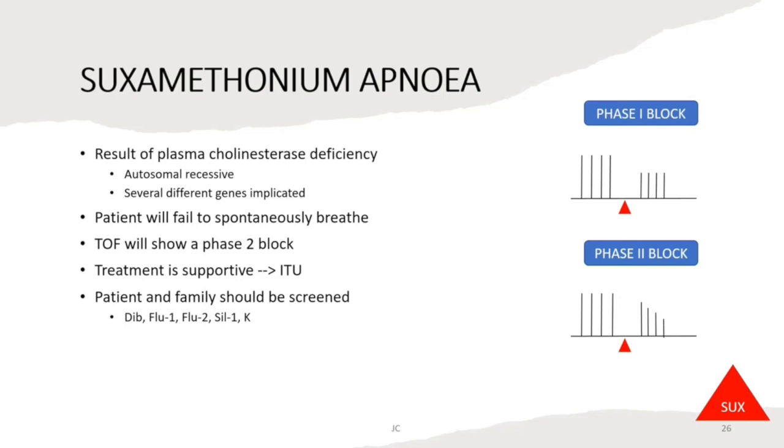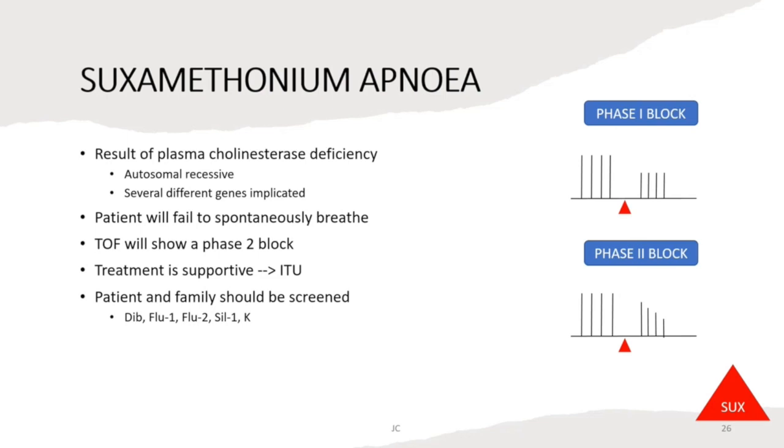The next clue that you'll get is a train of 4 will show a phase 2 block, which I've shown on the right. The first 4 stimulations are normal, and then the little red triangle indicates where SUX has been given. You should normally see a phase 1 block with SUX, where the amplitude is reduced, but the four stimulations are all of the same height or same amplitude, and that's because SUX is a depolarizing agent and it blocks the acetylcholine receptors.